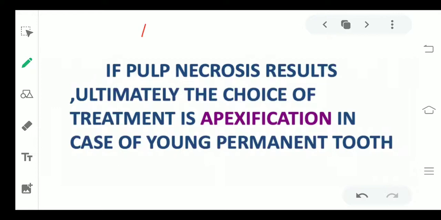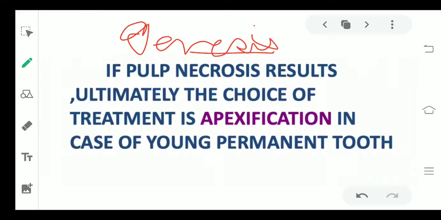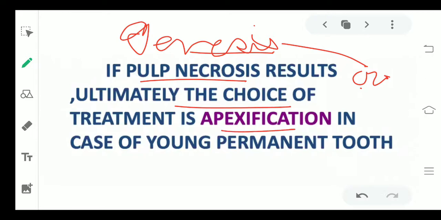As I told you, apexogenesis is usually done at places where only the crown pulp or the coronal pulp is inflamed. In that area we can go for apexogenesis. But where do we do apexification? When the whole of the pulp is necrosed, ultimately the choice of our treatment is going to be apexification, where the pulp of both the root and the crown is inflamed or necrosed. For example, the whole of the pulp is necrosed. In that condition we go for apexification.